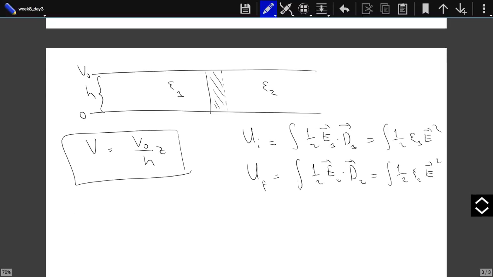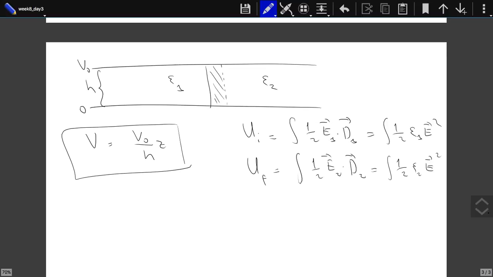E's are the same. E is uniform. But that means delta U is not zero, so there's a change in the energy. And hence there should be a force acting on our system. D is not uniform. Well, D is also uniform. It's just uniform in each dielectric. Well, it's different because we know that E is the same, but D is epsilon times E. So now there should be a force.